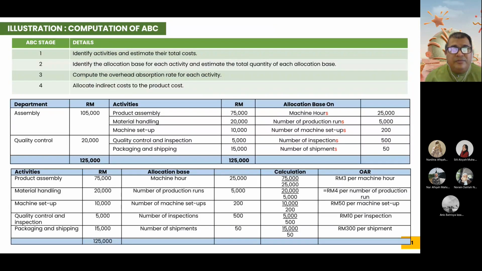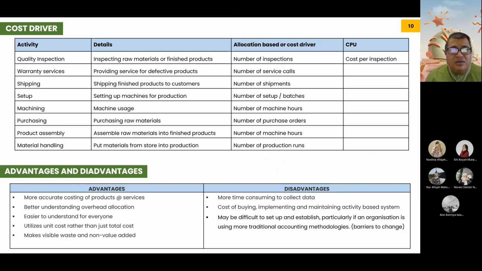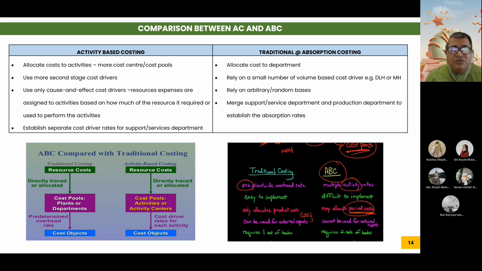Contohnya ni ada 1, 2, 3, 4, 5, 6. Untuk TAC ni, kadang-kadang dia cas satu sahajalah. And TAC ni rely on small number of volume based on cost driver, macam direct labor hour, machine hour. Dia very simple dia punya calculation. Kalau as compared to activity based costing, dia punya allocation cost to activity tu, they are more focusing on cost center ataupun cost pool dia.